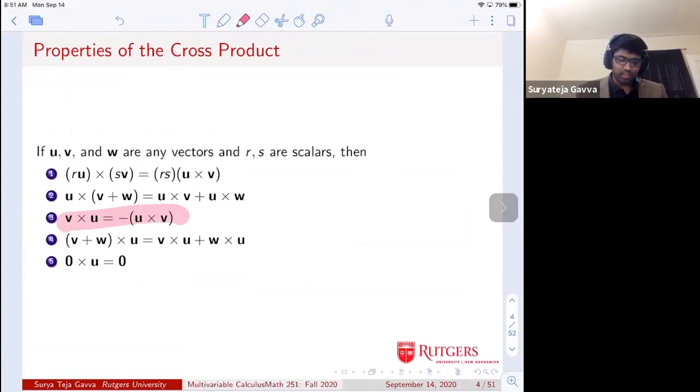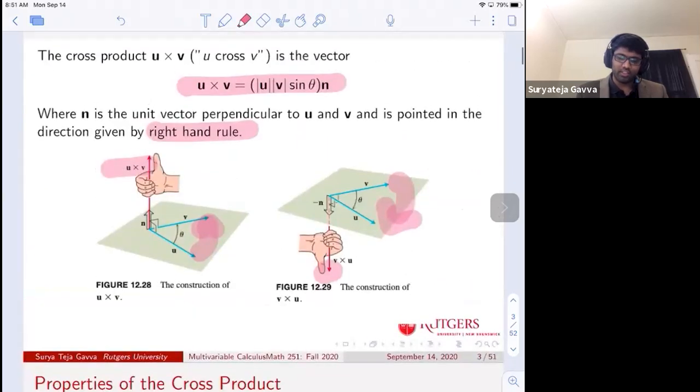And similarly, you can distribute normally like you do for numbers: v plus w cross u is v cross u plus w cross u. And if you try to take the product with a zero vector, meaning a vector which has zero magnitude, then if you take a product with it, you get a zero vector. You can see that one of the values is zero. If the length is zero, the whole thing will be zero.